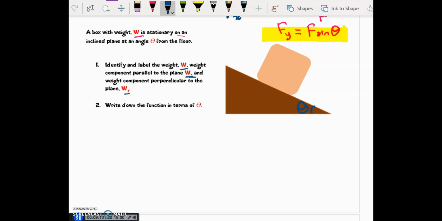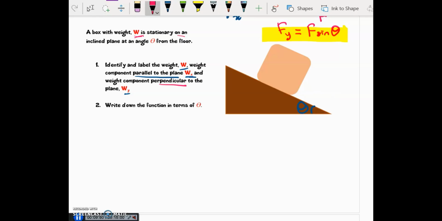Okay, so take note, in this situation, we no longer use horizontal or vertical. Instead, we use the component parallel to the plane. So we expect that the component must be drawn parallel to the plane here. And the other one is the component perpendicular to the plane. So we know that it should be perpendicular, which is 90 degrees to the plane. Okay, so let's erase and do it properly.